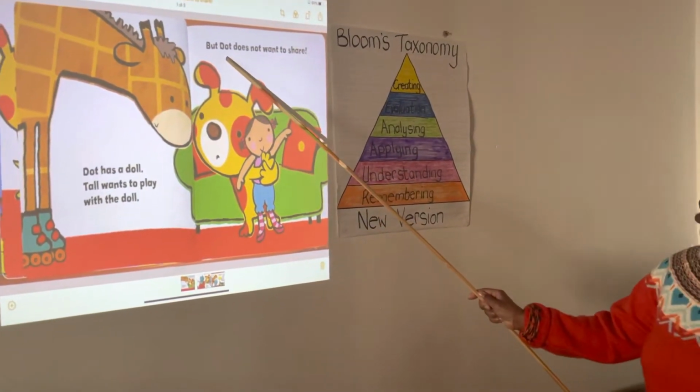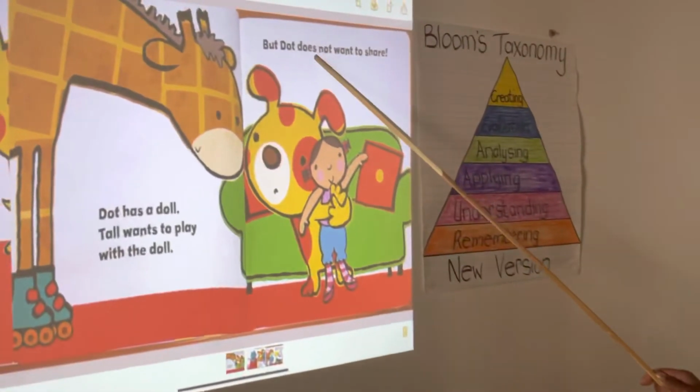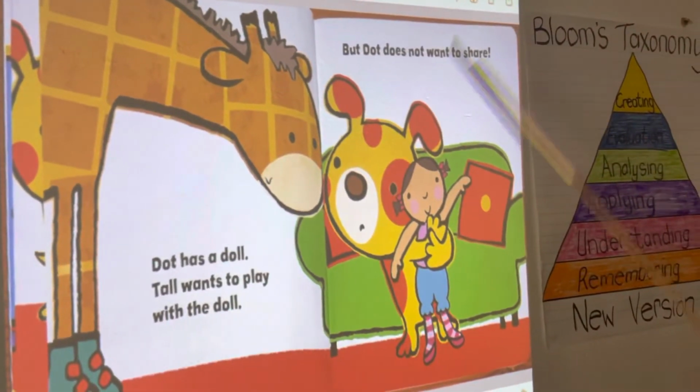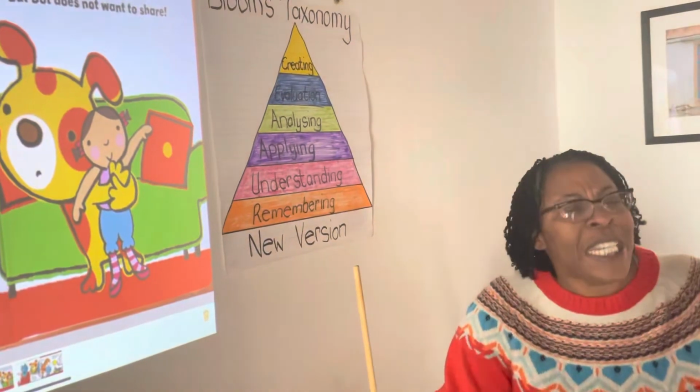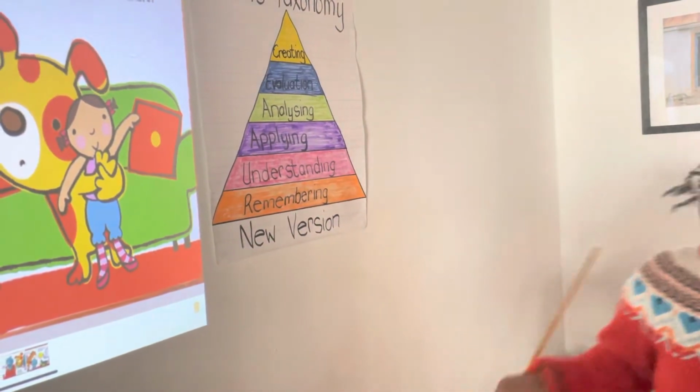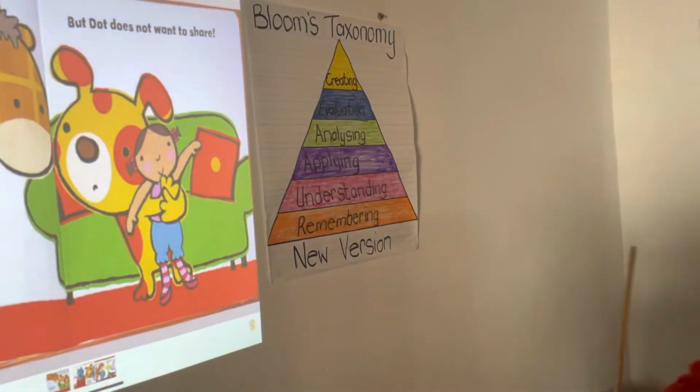Okay? Oh no, not again. But Dot does not want to share. So we know, and then we may say, let's go back. What did Dot have before that he didn't want to share with Dash? And they should remember, bottom of Bloom's, the ball. Okay?